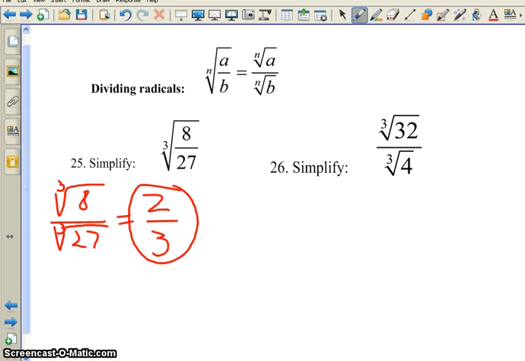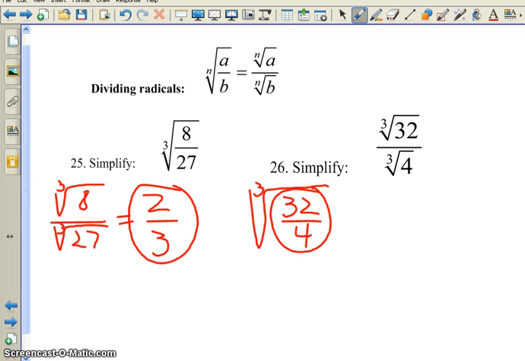And then this next one, I would suggest that as long as they are both under the cubed root, I would go back and write it as 32 over 4. And 32 divided by 4 is 8. So I would have the cubed root of 8. You can reduce the fractions there if possible, and then you just end up with 2.